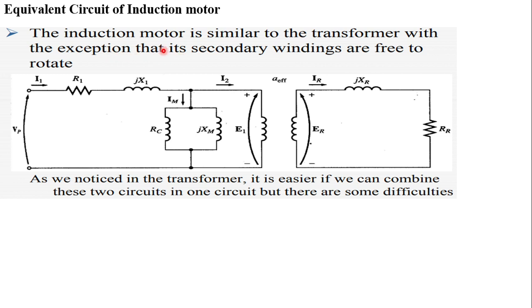the difference that in an induction motor the secondary winding or the rotor moves. Here is the primary winding or the stator, and here is the rotor or secondary winding. So the induction motor is similar to a transformer, with the exception that the secondary winding or the rotor is free to rotate. In that case, the frequency and voltage are also different.